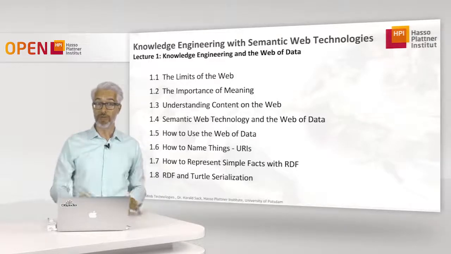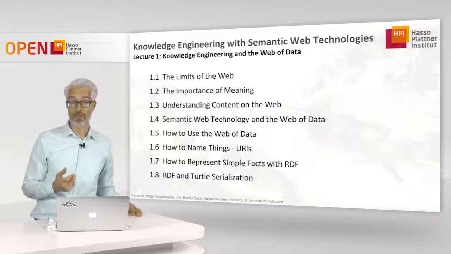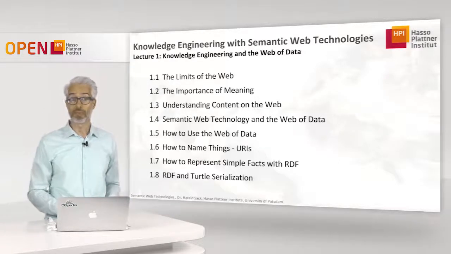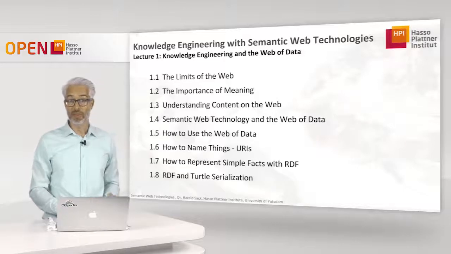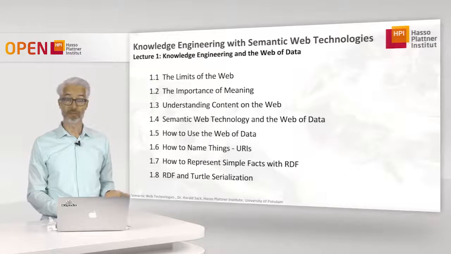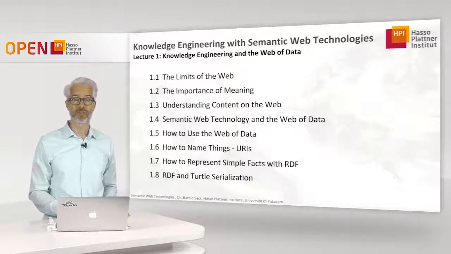And after that 5-part introduction, we will come to a closer look at the technologies that are involved there. And we will start with the first thing. It's important to name the things you are talking about. And of course, we are talking about a web which potentially might be intelligent. And therefore, in the web, you have to address things. And the standard way to address things and to name things in the web is the uniform resource identifier.